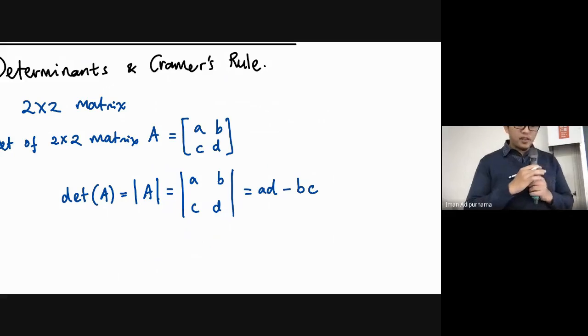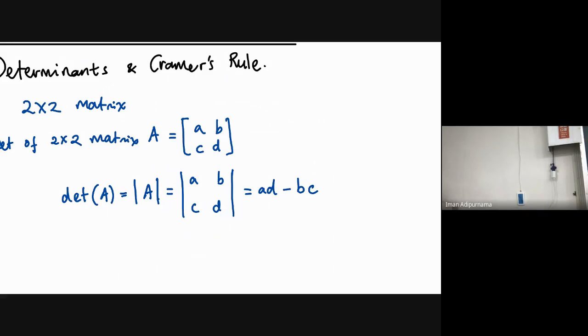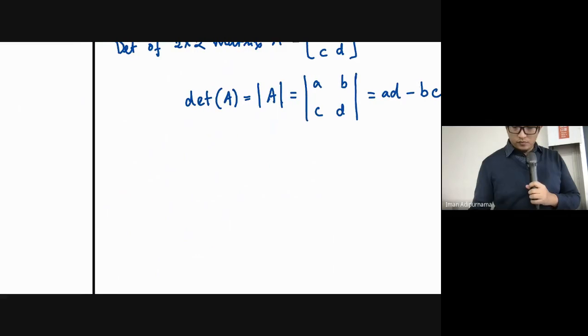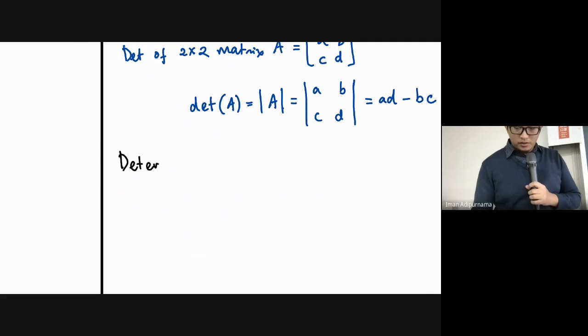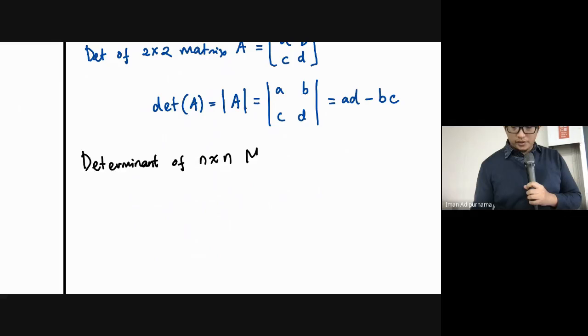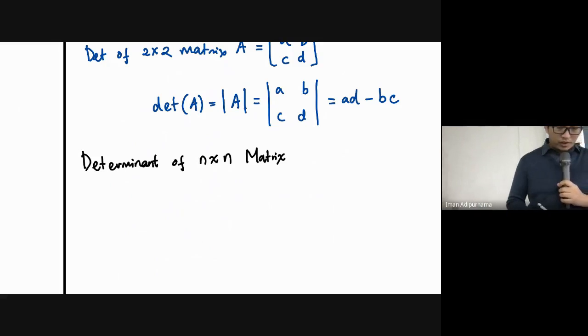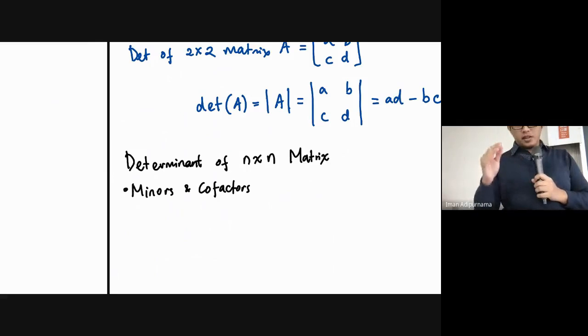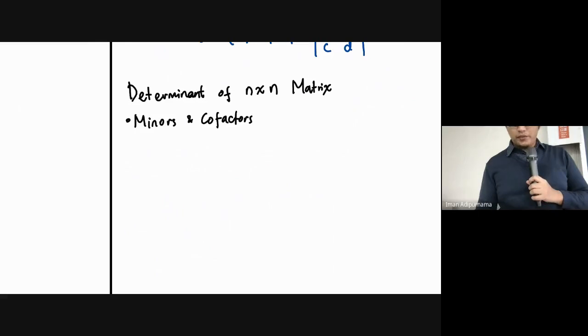Now, if it is not 2 by 2, maybe 3 by 3 or 4 by 4 or 5 by 5, how should the calculation of the determinant be defined? Let me write this: the determinant of an n by n matrix. To define this determinant, we need to define minors and cofactors. There are a lot of terms, but if you see how we deal with the calculation, it will be much easier.